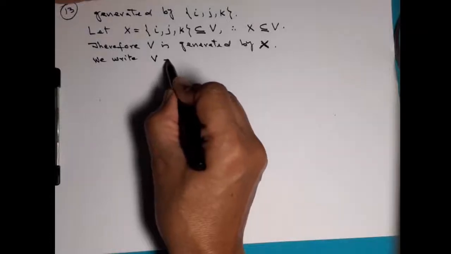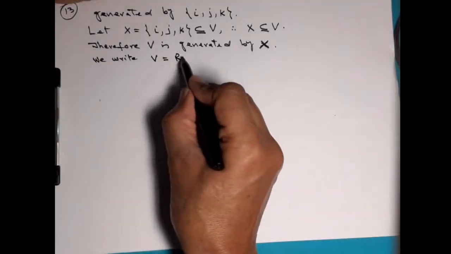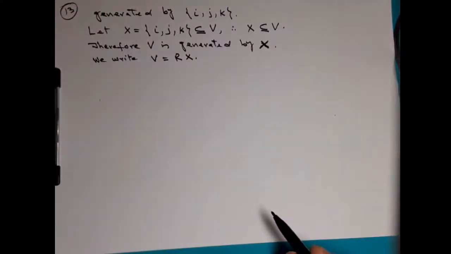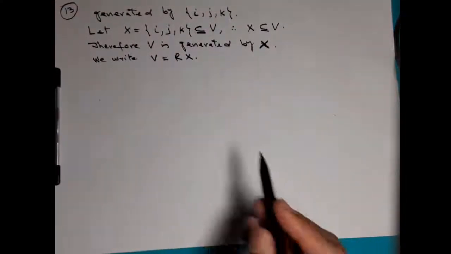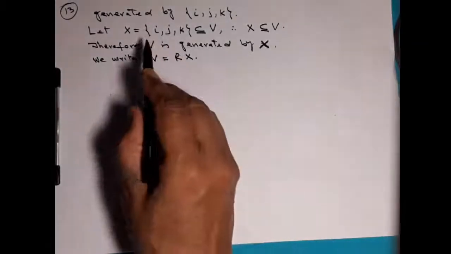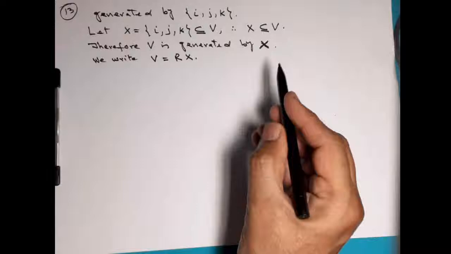V is equal to Rx, where x is equal to i, j, and k. And we say that V is generated by x. V is generated by i, j, and k.